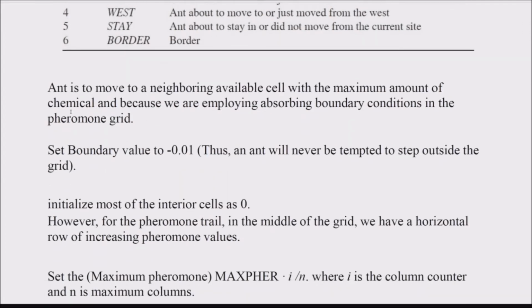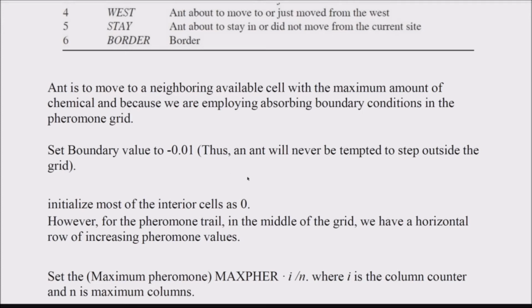And then we have to talk about pheromone as well. We set up a border value, the boundary, as negative 0.01, so we'll come to this in a minute. The ant is moved to the neighboring available cell with the maximum amount of pheromone. So this is the chemical that is in there, because we are employing absorbing boundary conditions in the pheromone grid.